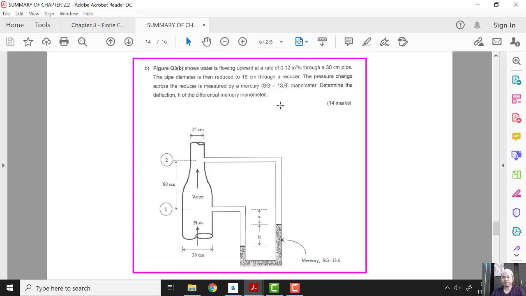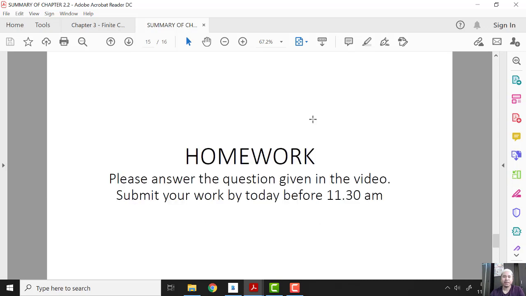Since I'm giving you a lot of homework, you just need to submit all your homework by next class. No need to submit it by today. I'm giving you time until next week to submit your homework.